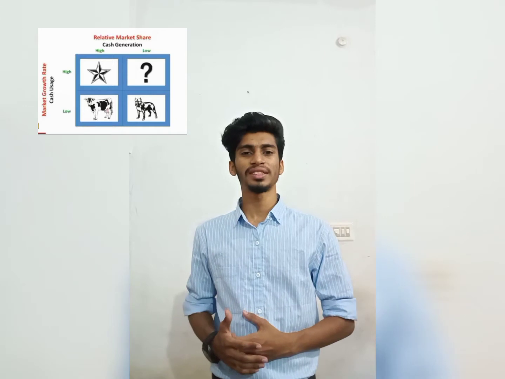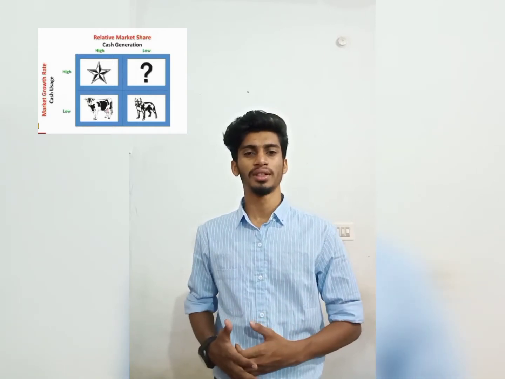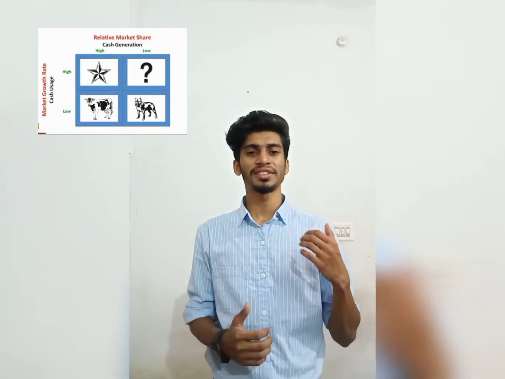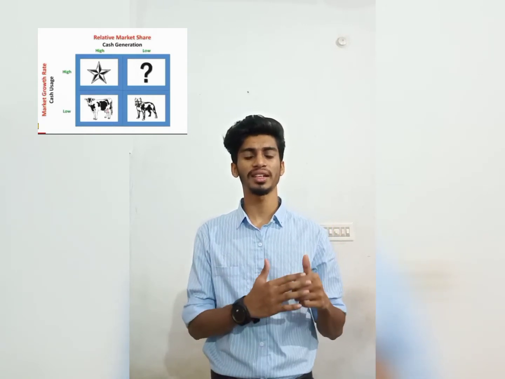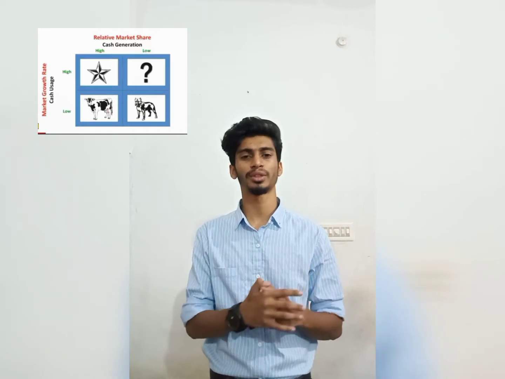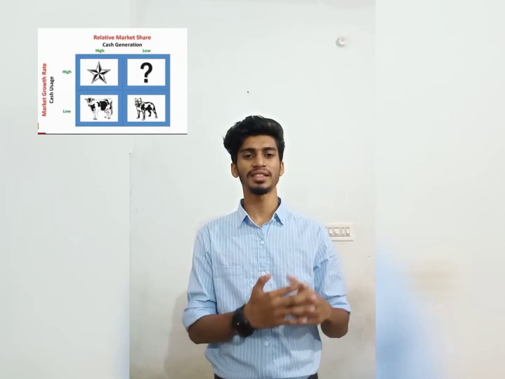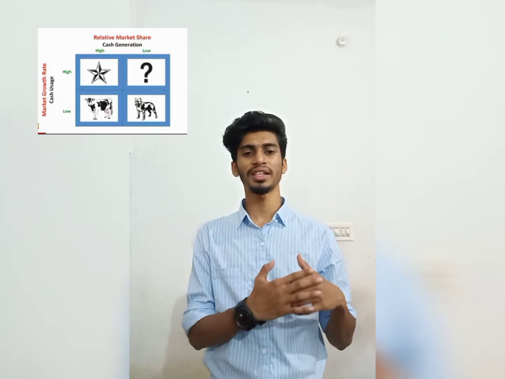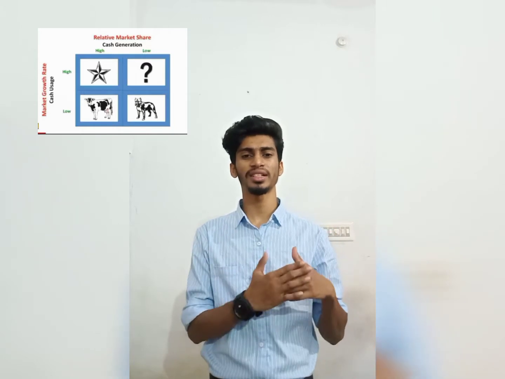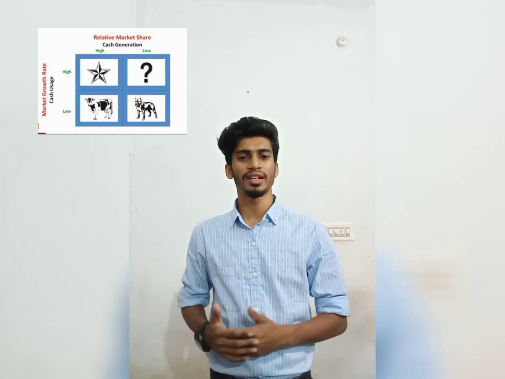If we take Google as an example of the BCG matrix, YouTube is one of the products from Google, and it comes under the star category. YouTube has the highest relative market share and a higher growth rate, so it comes under the star category. The search engine Google comes under the cash cow category, because the market share is very high and the market growth rate is very low.